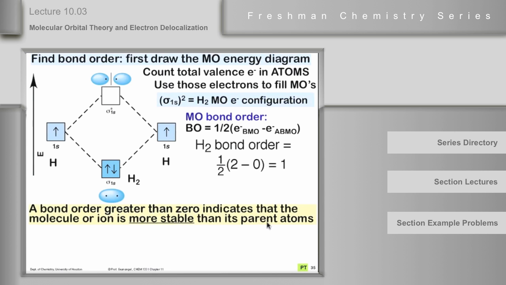So it doesn't have to be 1. It can be less than 1. But it can't be 0. It has to be more than 0. And in general, the higher the bond order, the stronger the bond. So I hope you find this comfortable. There's very little that's new here except the antibonding orbital.